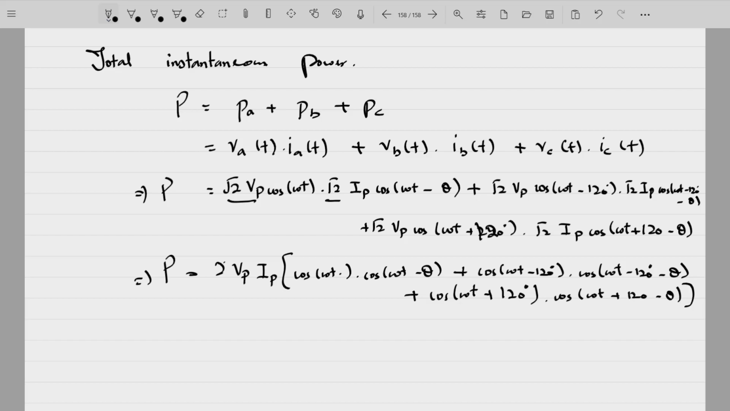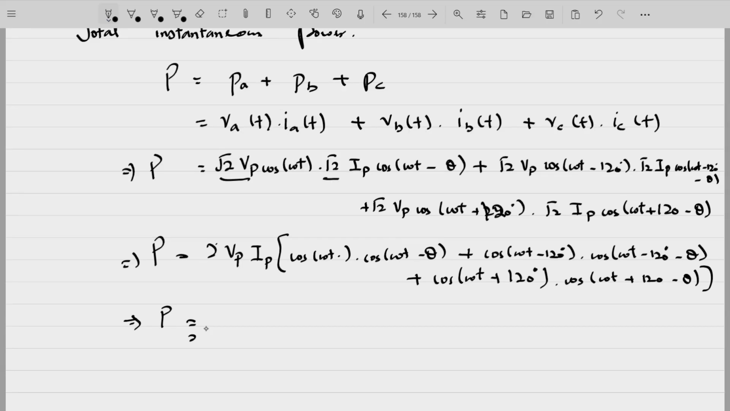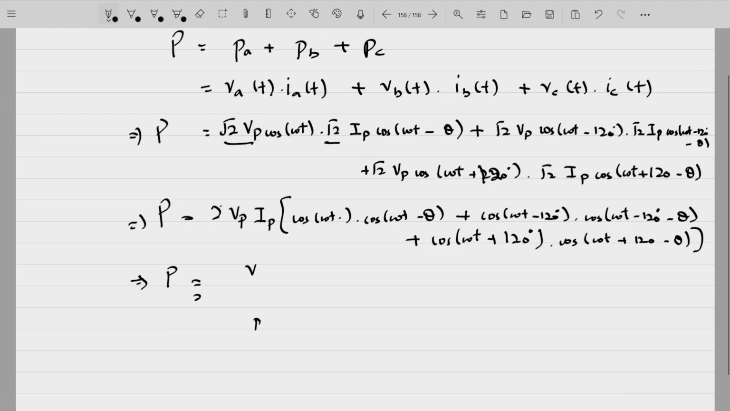We can now apply the cos A cos B formula, and if you solve this, you'll simply be left with 3 Vp Ip. Cos A cos B, we can substitute the formula for cos A cos B equal to half of cos of A plus B plus cos of A minus B.